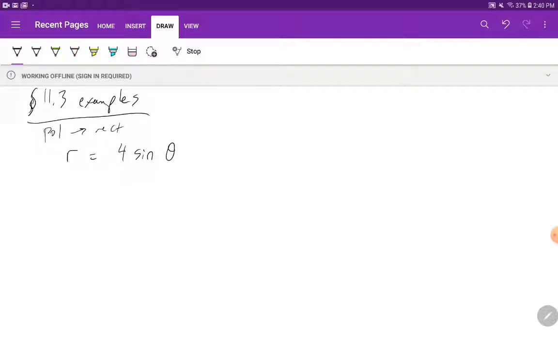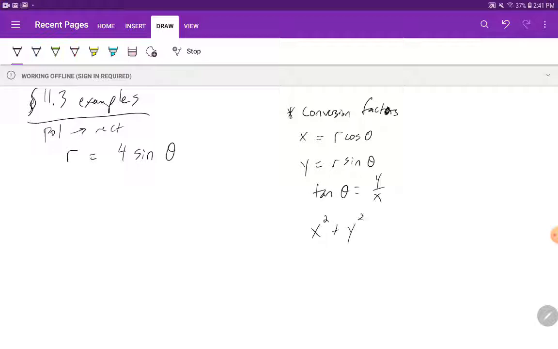The trick is we have to use our conversion factors. If you remember, there were a couple that we need. There was r cos theta is x, r sine theta is y. There was the tangent one: tangent of theta is y over x. And then x squared plus y squared is equal to r squared. These are the main ones that you're going to use for these types of problems. So the thought process is, how can I get these definitions to look like these?